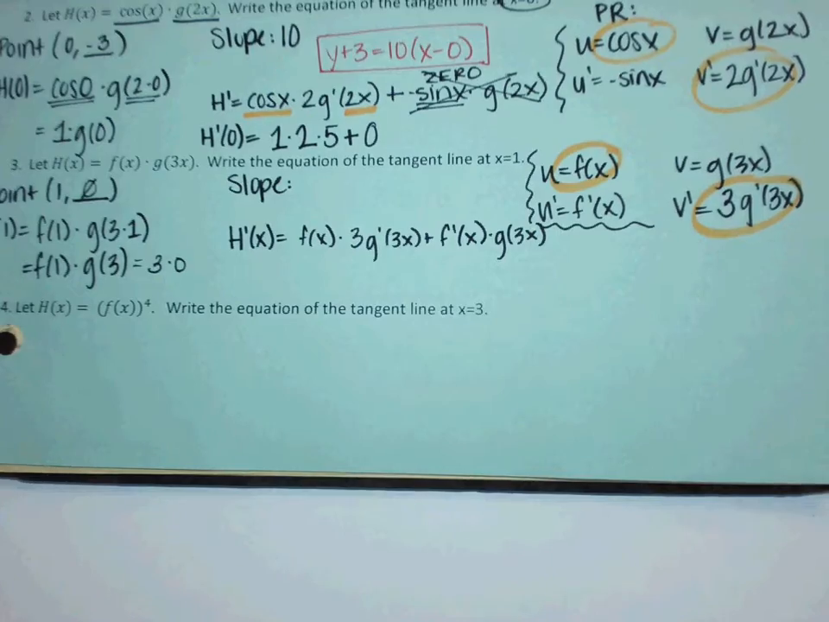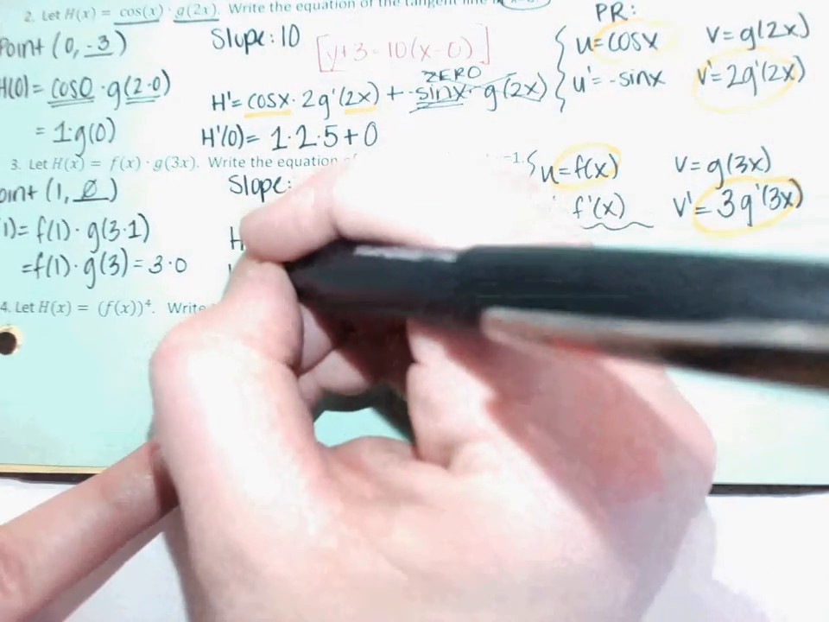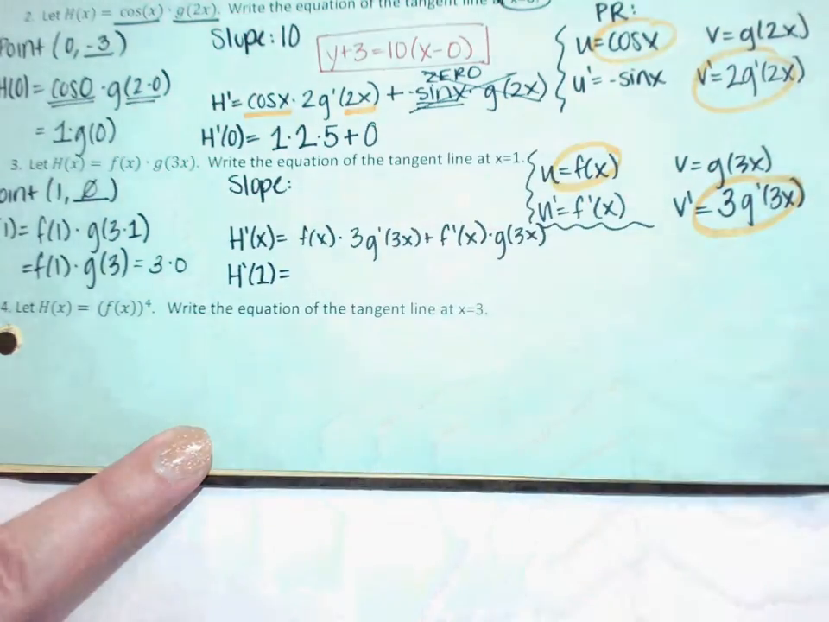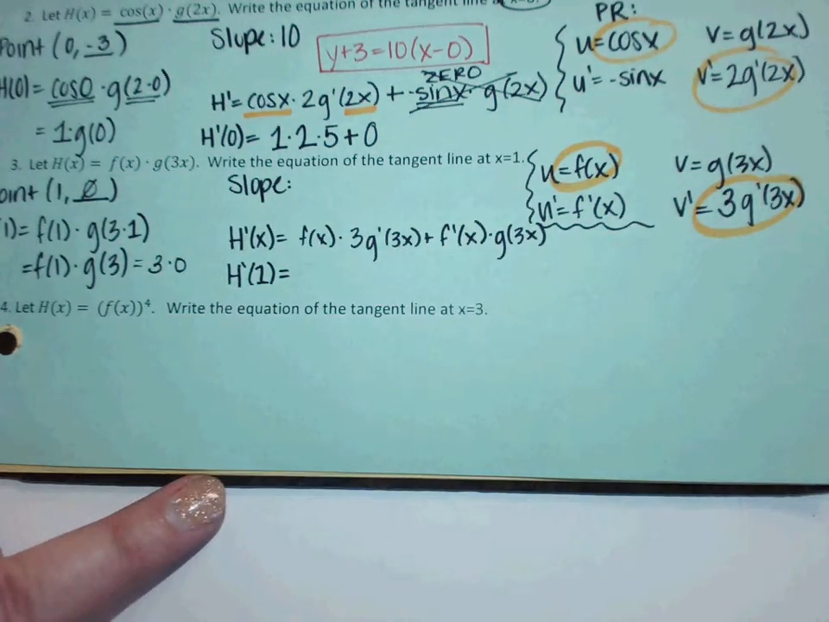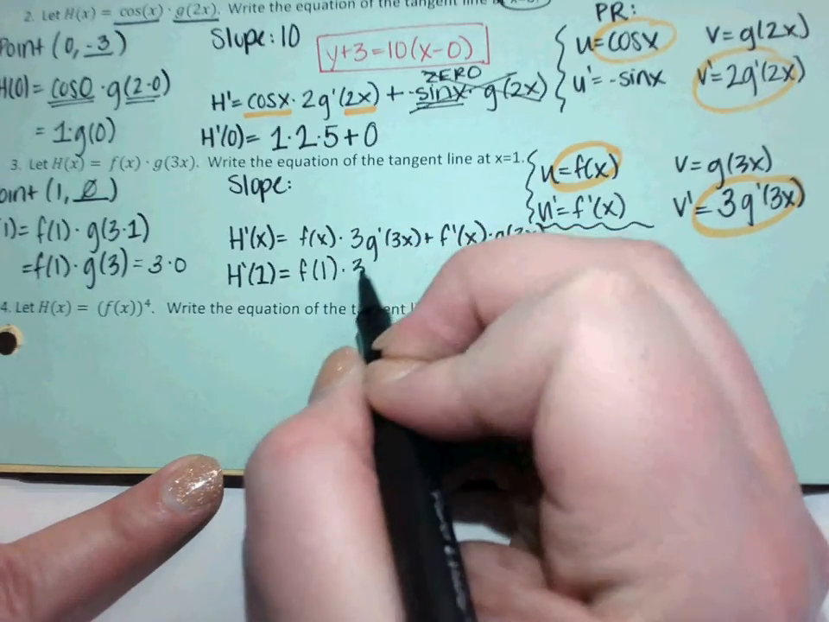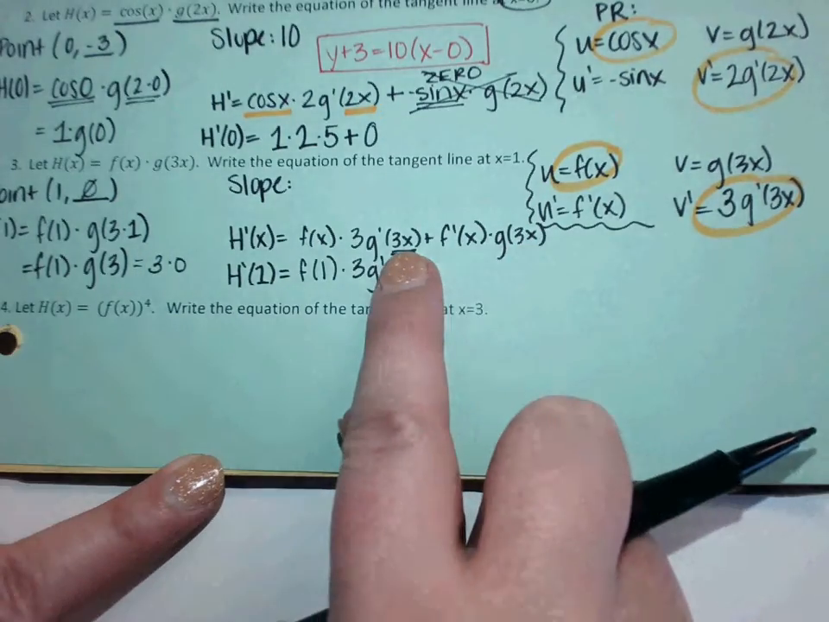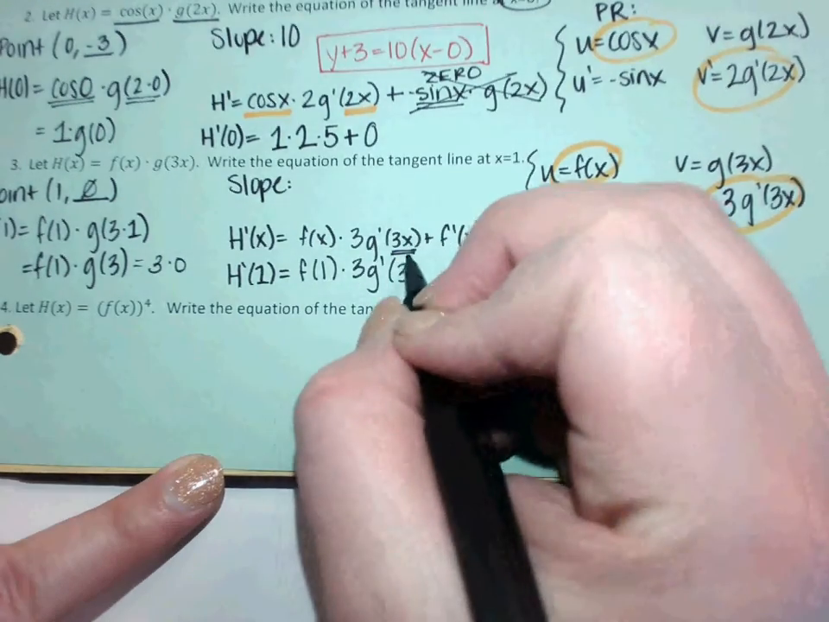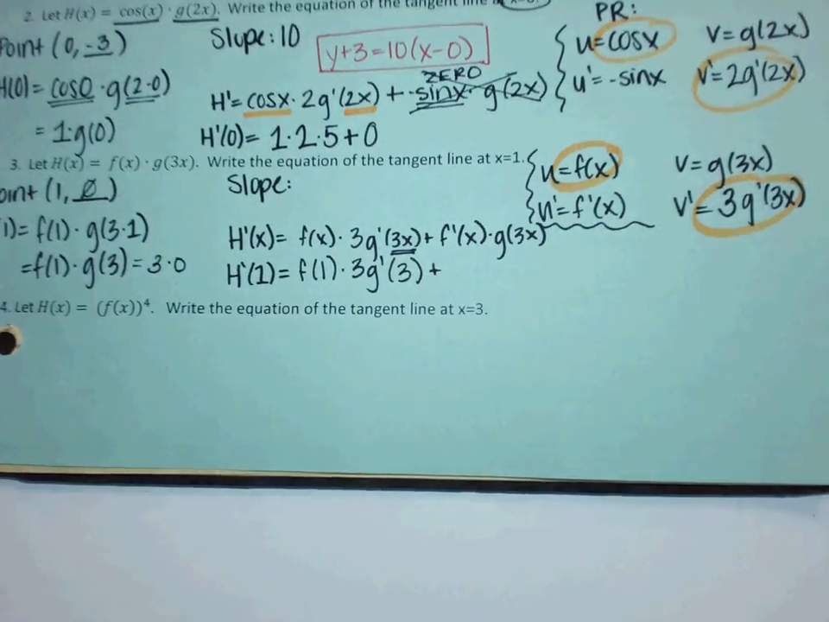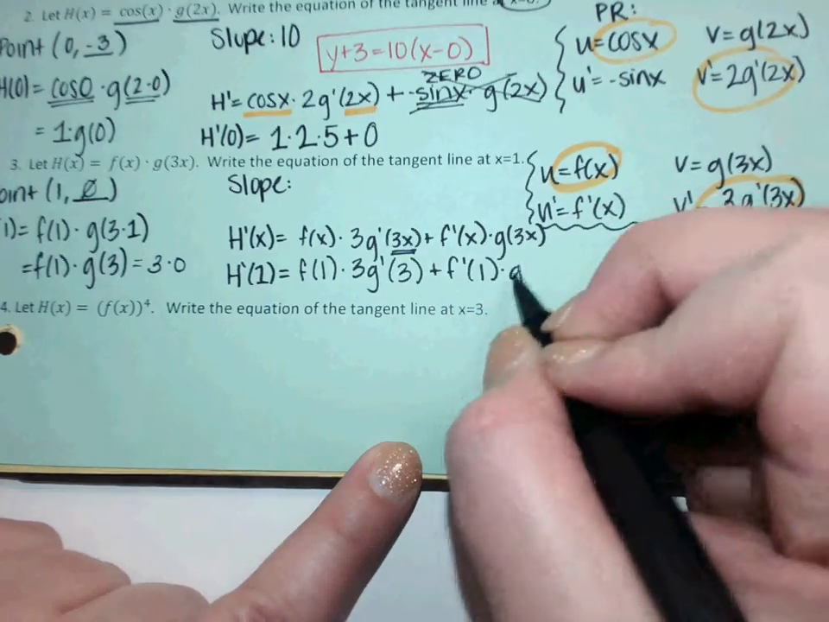Okay, then from there we're plugging in our value. Our x value is a 1. So I want h prime of 1. So I'm going to have f of 1 for this first spot times 3 times g prime of, what will be in the middle here if I plug in a 1? Still a 3. So just be careful about that. Don't just start popping in 1s. If there's a 3 in there too, you got to times them. Okay, then that'll be f prime of 1 times g of 3.